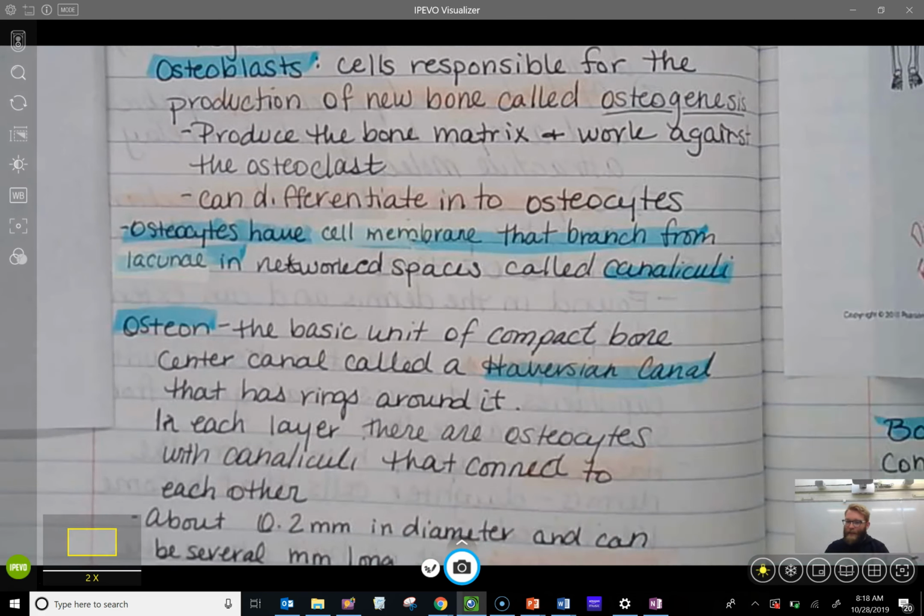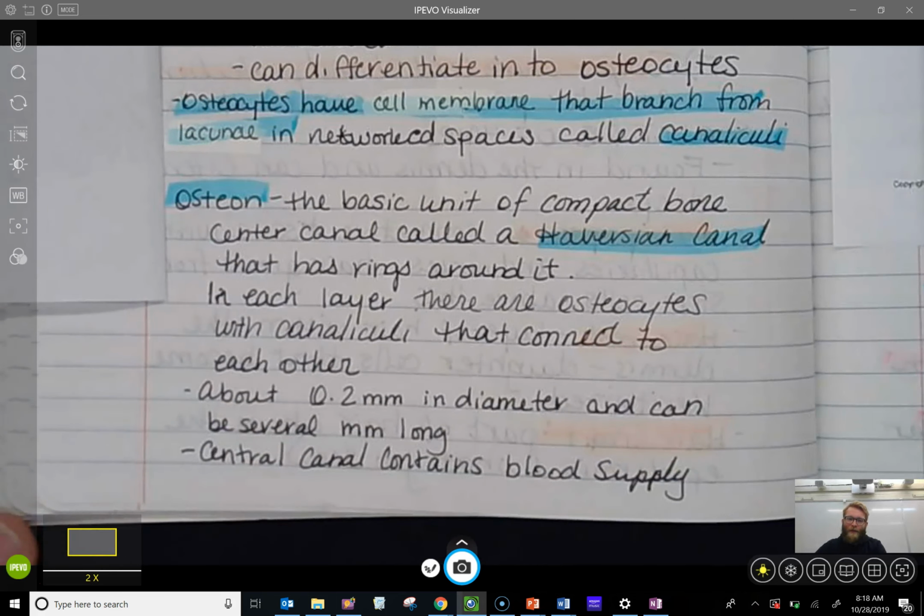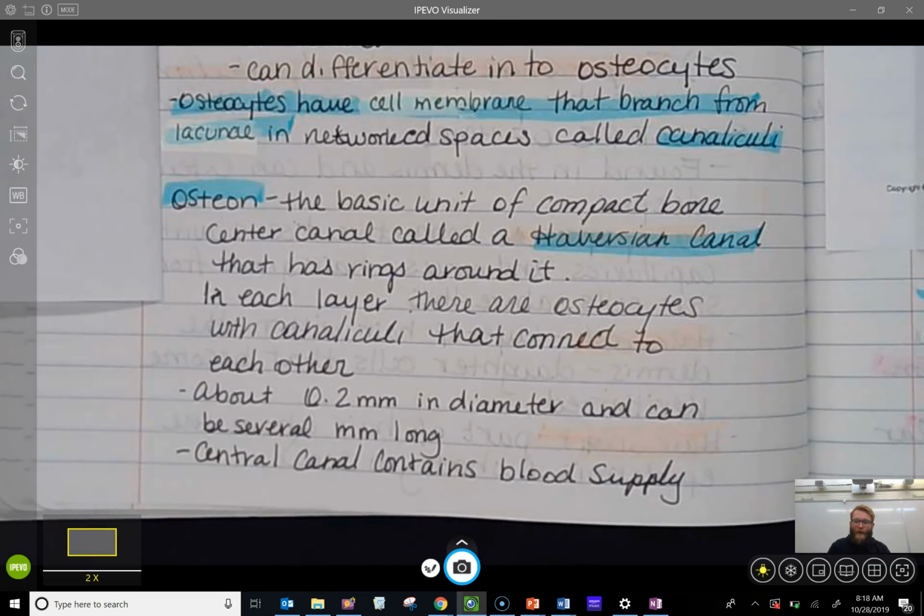Okay, so the last thing that I want to talk about is the basic unit of bone. Like all of the other structures that we've talked about in the body, where you have the cell being the basic unit of tissues, in this case you have an osteon, which is the basic unit that builds our compact bone. So it builds the supportive, the most dense part of your bone.